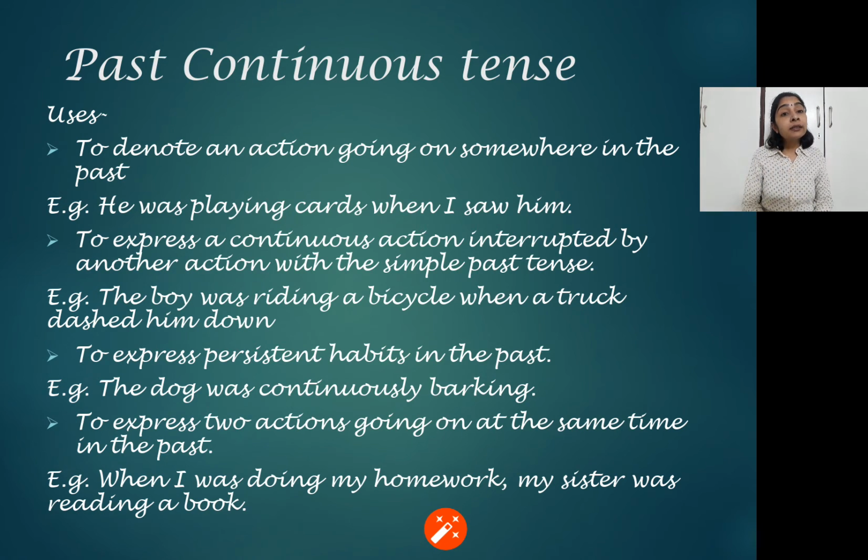Next, to express a continuous action interrupted by another action in the simple past tense. Sometimes it happens that when something was going on, suddenly someone came or something happened, so there again we use the past continuous tense. For example, the boy was riding a bicycle when a truck dashed him down. So what was the boy doing at that time? He was riding the bicycle. That is in the past. And when the truck dashed him, there we use the simple past tense. So something which was happening in the past and was interrupted by another thing, we use the simple past tense for the interruption.